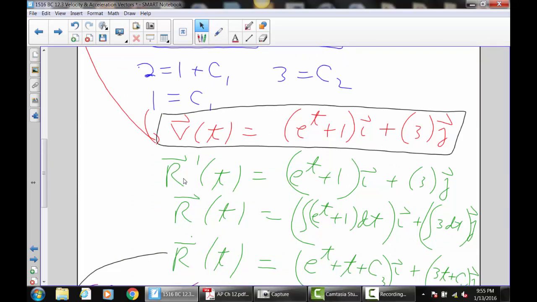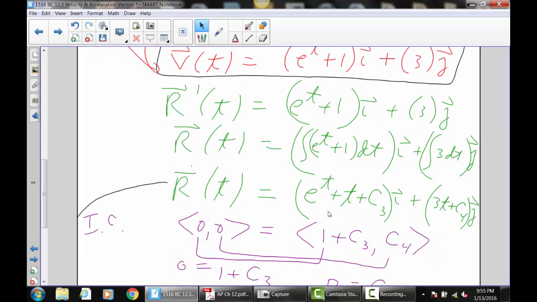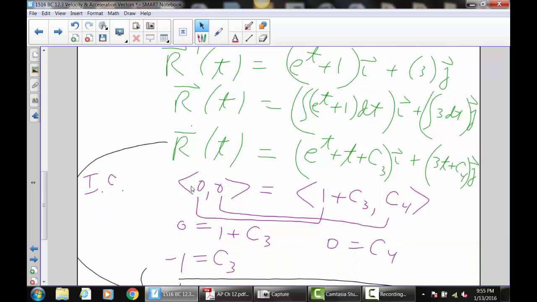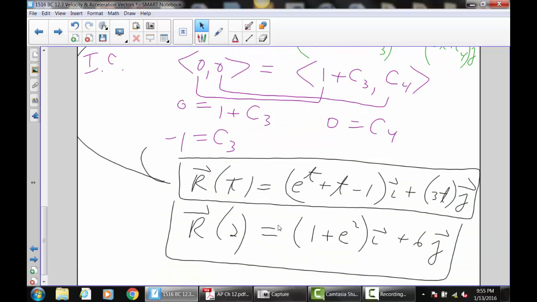But of course the velocity is the derivative of the position function, so I can just integrate both sides to get to the position function. So now I'm integrating these integrands. I'll get e to the t plus t here, 3t there. Of course, I still have these constants. Again, I use the initial condition. It said that r of 0 was 0. So again, you find your two values of c, and you finally have your position vector, and then you replace the t's by 2.